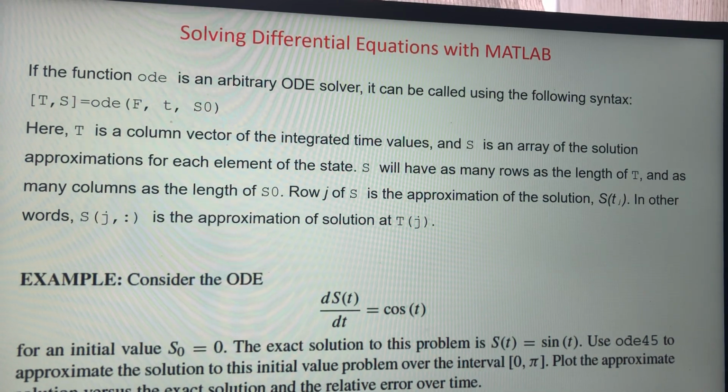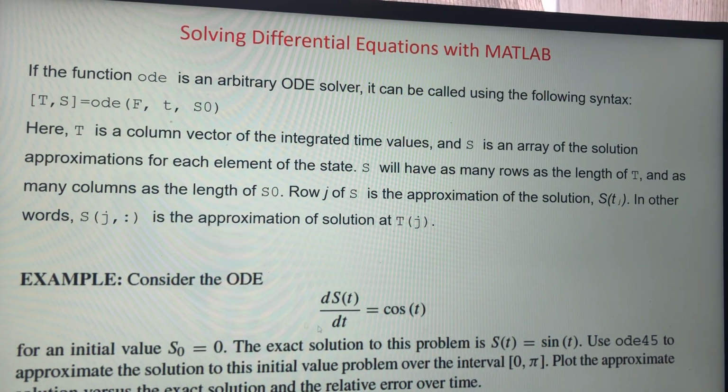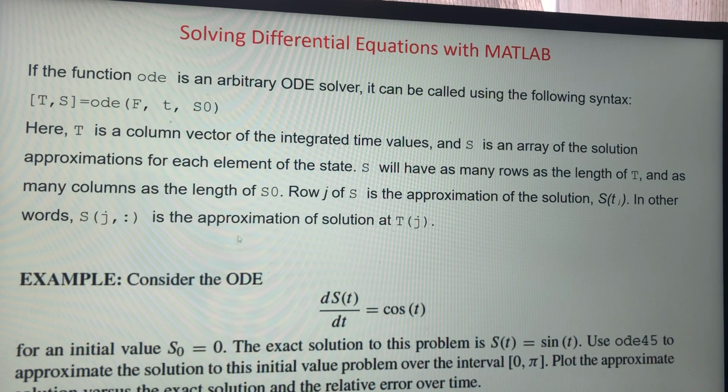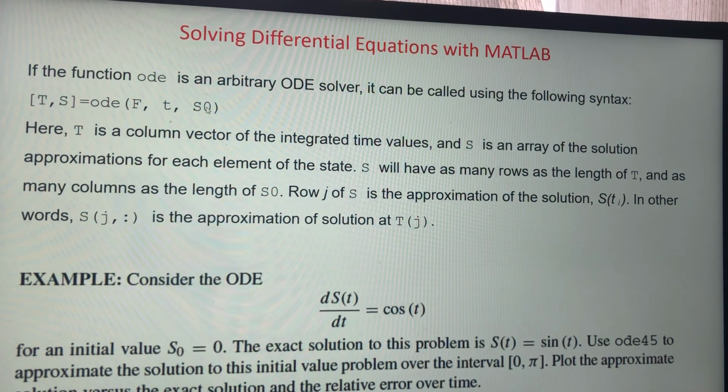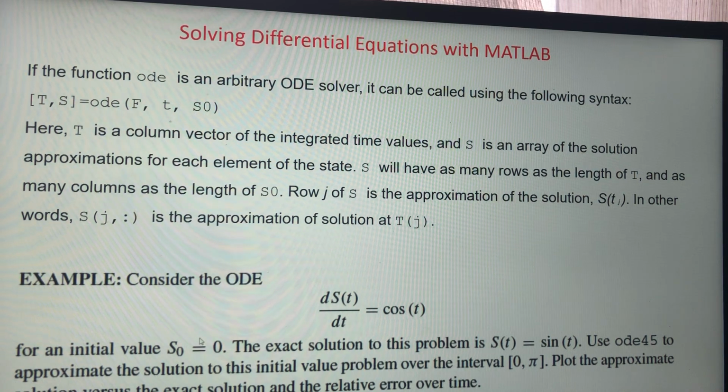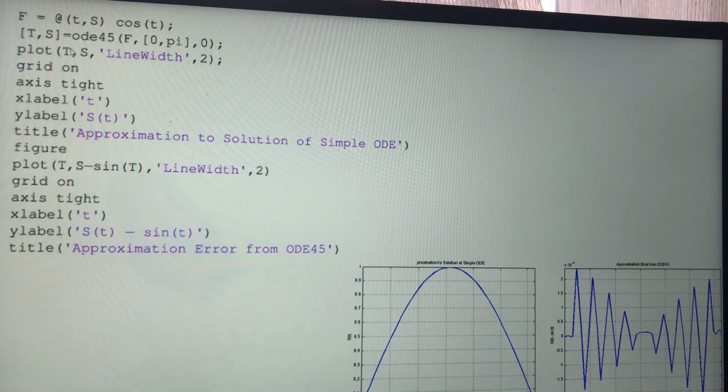To be able to solve a very basic ordinary differential equation like that in MATLAB is so easy. What you need to do is define your right hand side function, cosine t. So this f is the cosine t, and t is the time span that you want to solve this differential equation, and s0 is the initial value you need to give. For this one, cosine t is our f, t is 0 to pi, and s0 is just an initial condition, given as 0. If you do that, you can easily find the solution.